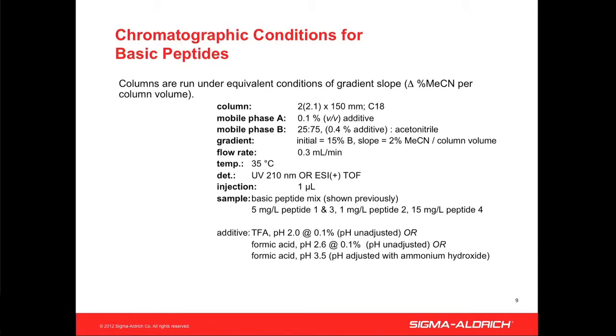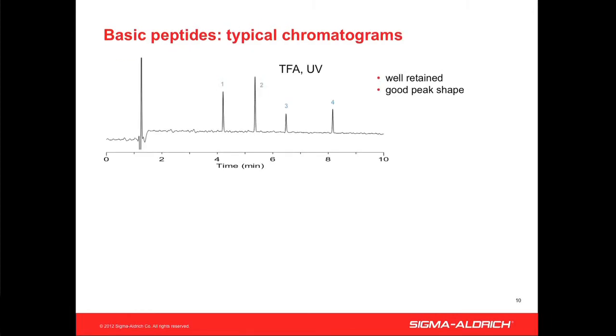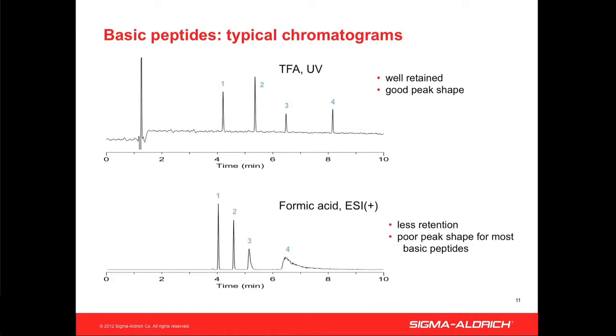And this is a typical chromatogram you'd see with these 4 peptides, with increasing hydrophobicity as well as basicity, with a charge of 1, 2, 3, and 4. Using formic acid now for mass spec detection, what you see here is that as you increase the basicity, the peak shape really declines.